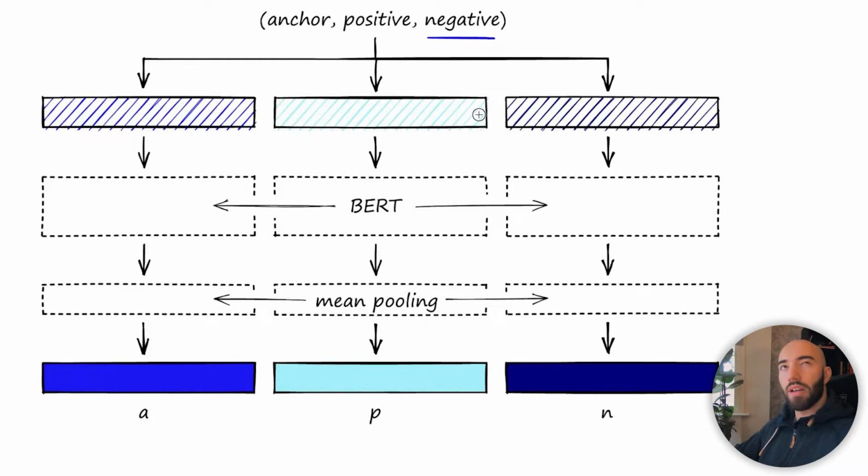So where before we had the contradiction label, I think the label is 2, but I could be wrong. I think it is 2. That would be a negative sentence because it contradicts the anchor. And we process that as well, and then we would also get a negative sentence embedding at the end there.